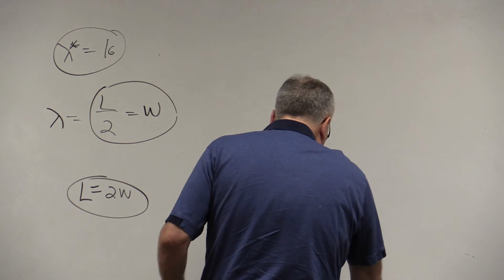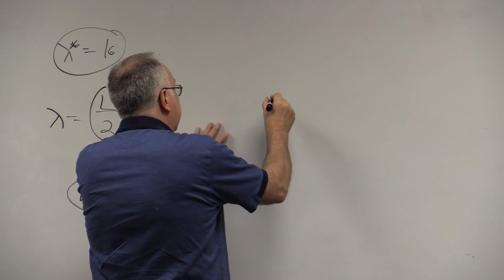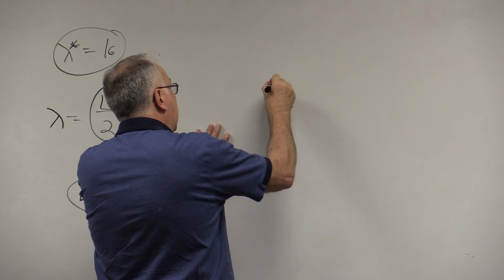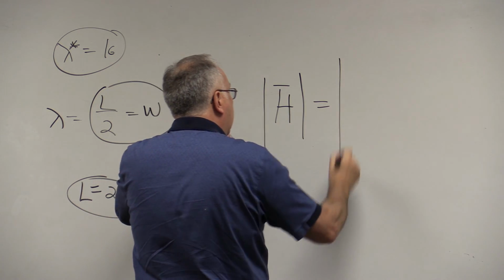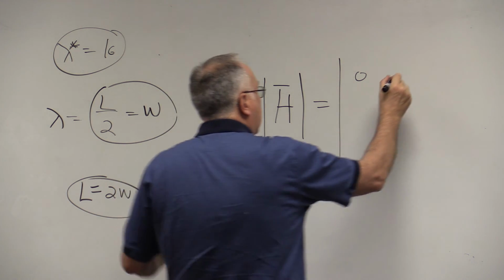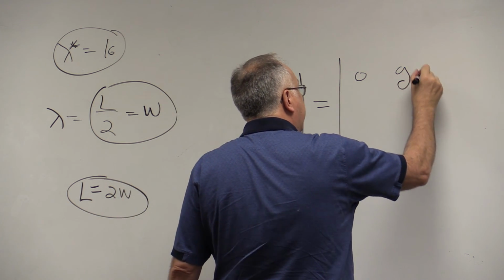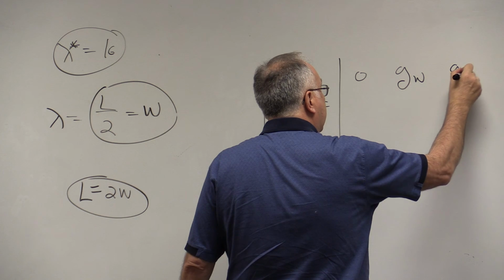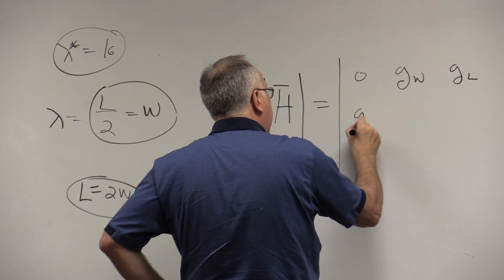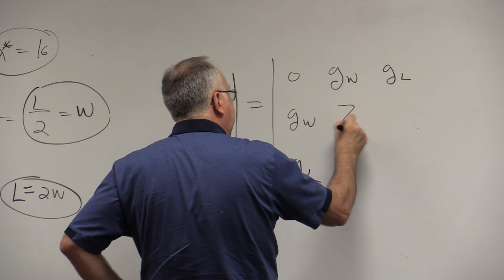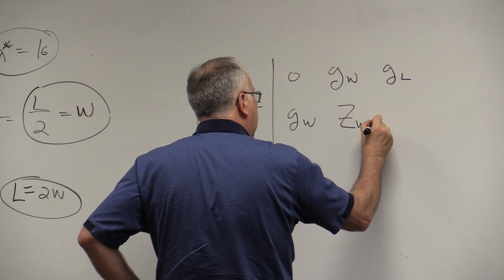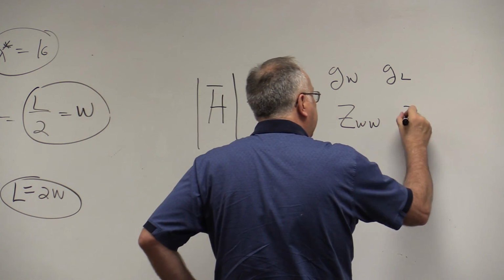The determinant of our bordered Hessian is this. It's going to be 0. We're letting W come first, so this is G sub W, G sub L. G sub W, G sub L. This will be Z sub WW. This will be Z sub WL.